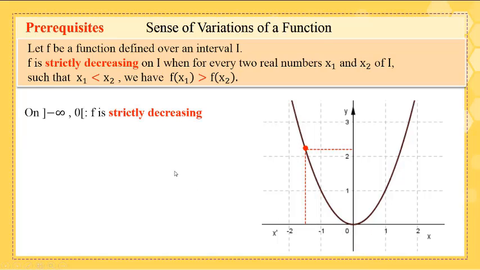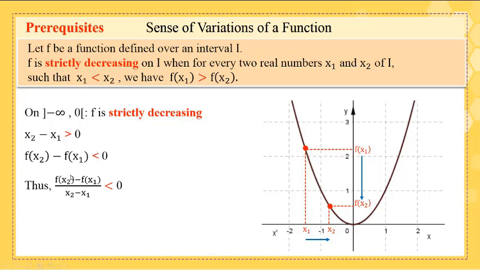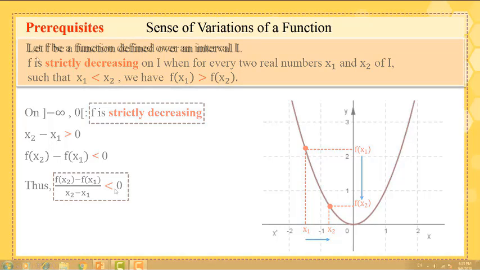Let x1, x2 be 2 real numbers belonging to minus infinity 0 such that x1 less than x2. So x2 minus x1 is strictly positive. F of x2 minus f of x1 is strictly negative. If we divide these quantities by each other, we get negative. So don't forget that f is strictly decreasing. F of x2 minus f of x1 over x2 minus x1 is strictly negative.